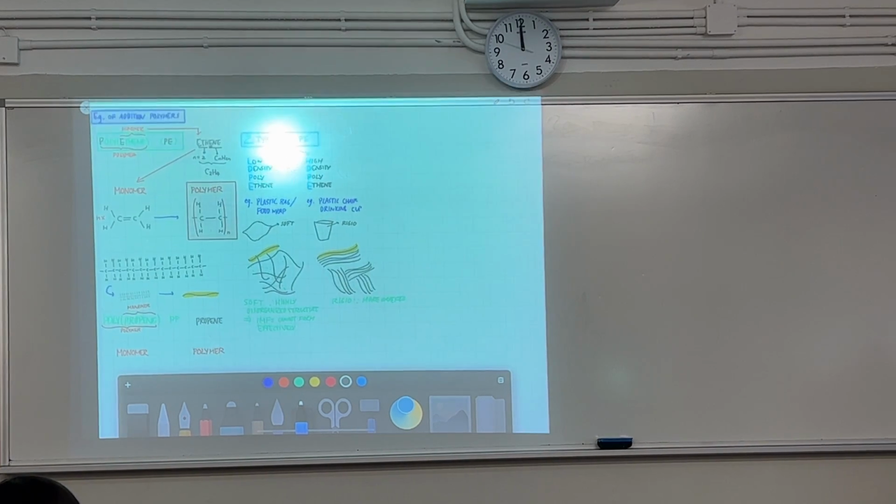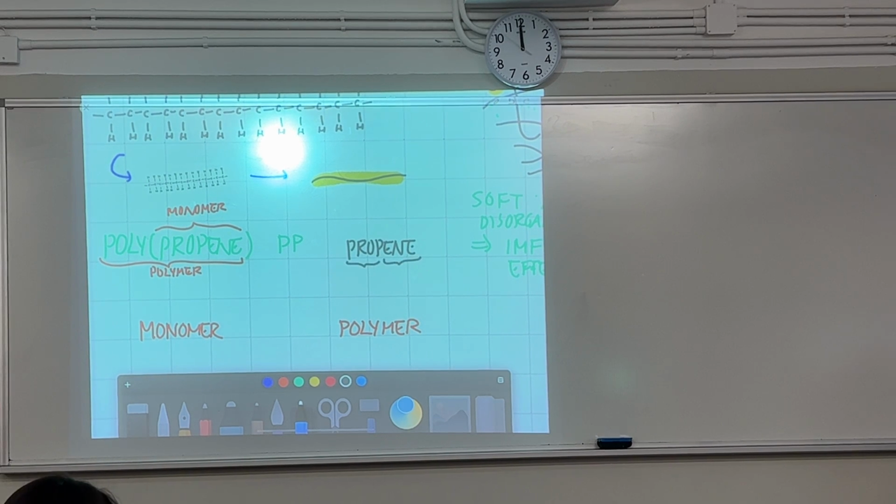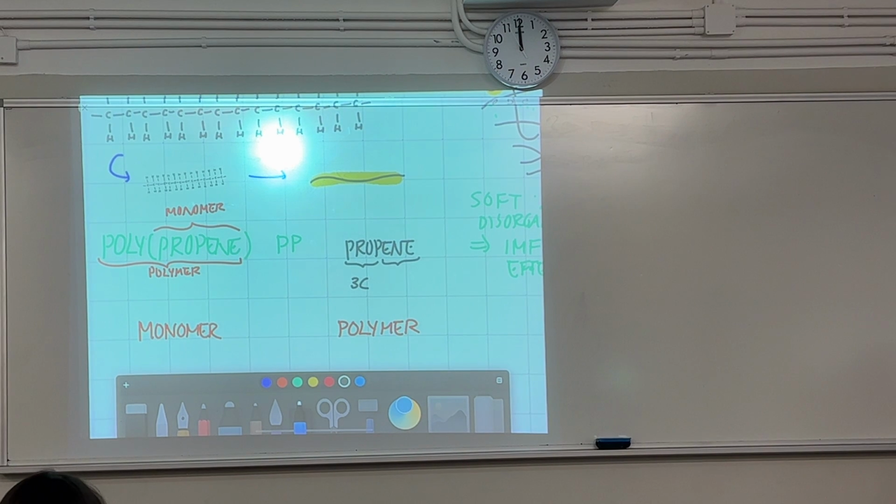Okay. So we have propene. Prop means 3 carbons. What does alkene mean? What is the general formula of alkene?